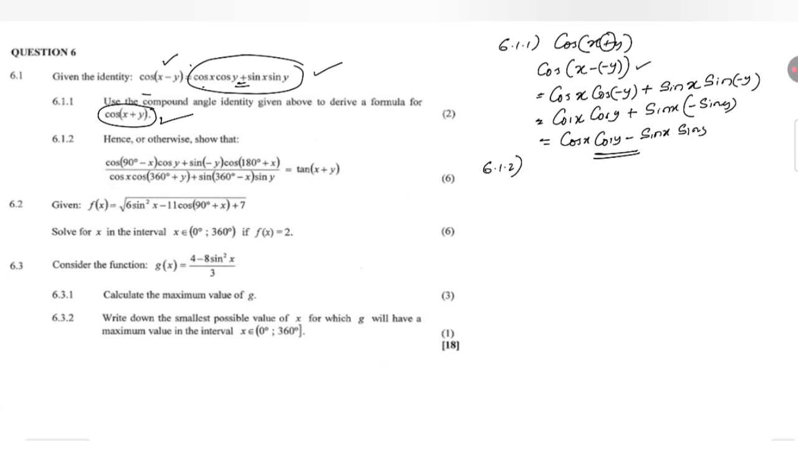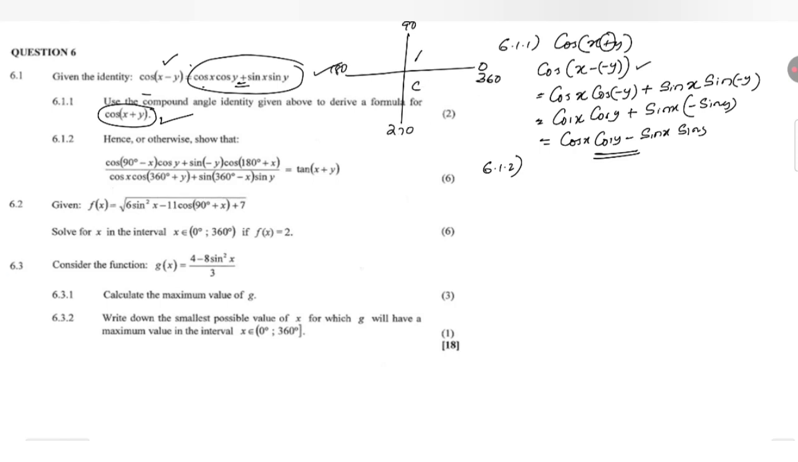6.1.2, that is a reduction formula. You have an idea of a reduction formula, the CAST rule, the sign of the trigonometric ratios. Guys, I will show you. You know that Cartesian plane, this is 0, this is 90, 180, 270 and 360, a full circle.